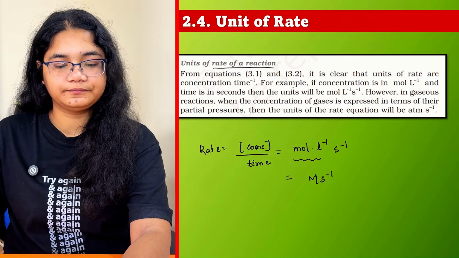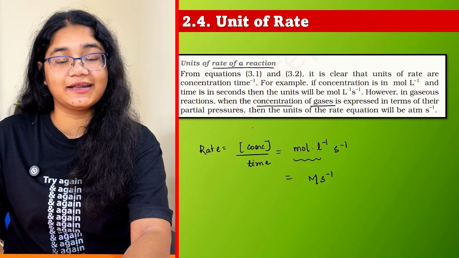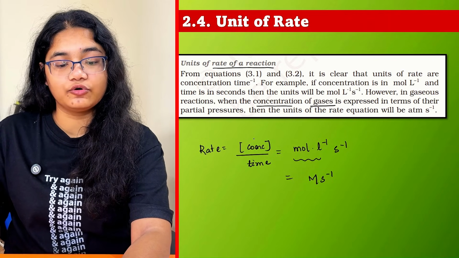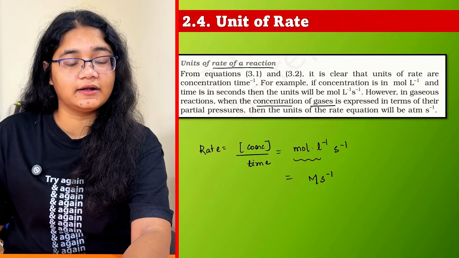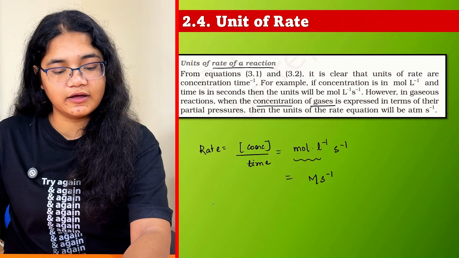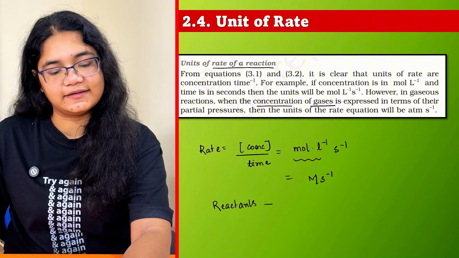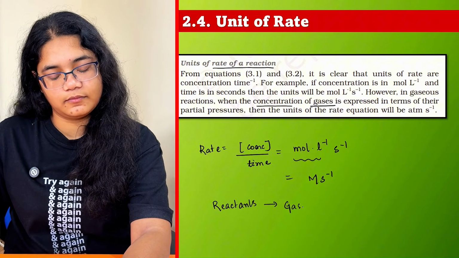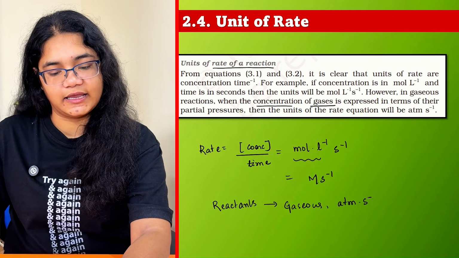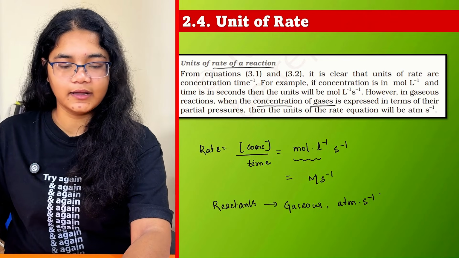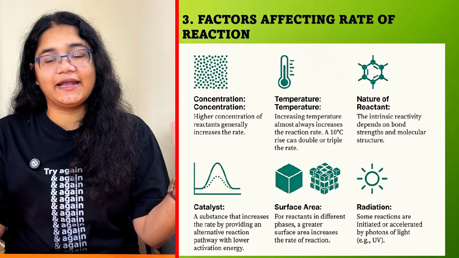Now if the reactants are in the gaseous state, then how do we represent this concentration? In terms of atm, not in molarity, in terms of pressure. So if the reactants are in gaseous state, then the rate will be represented as atm second inverse. Clear? Okay.